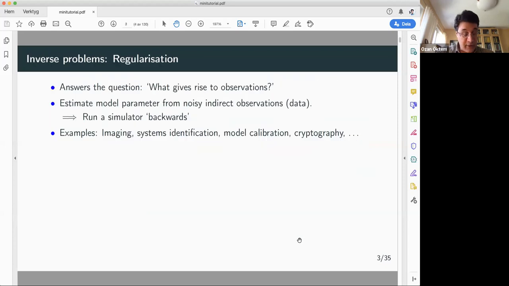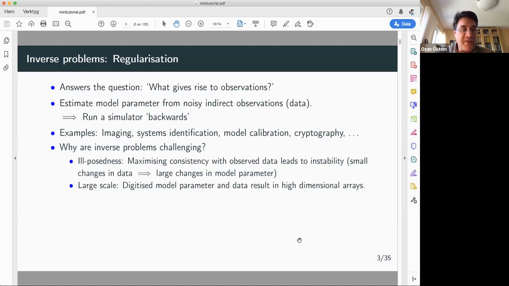Okay, getting over to the topic of today, data-driven approaches for solving inverse problems. And I know that most of you are well aware of what an inverse problem is. I'll do this very quickly. Essentially, we want to recover a model parameter and we are given indirect observations of it. So this roughly amounts to running a simulator backwards. And this pops up in a variety of situations in society and also in sciences.